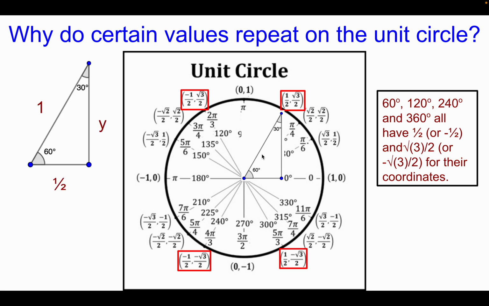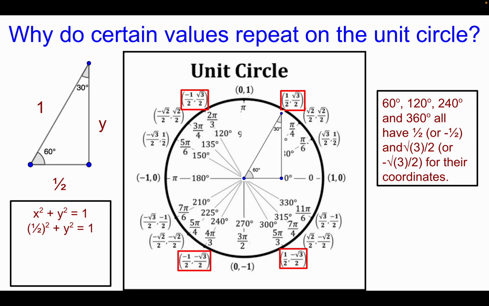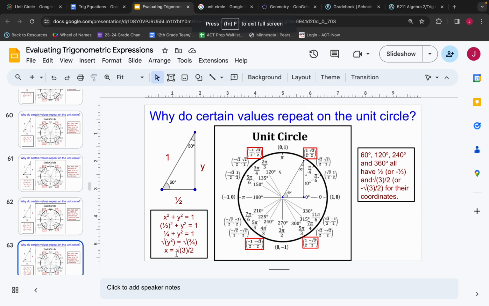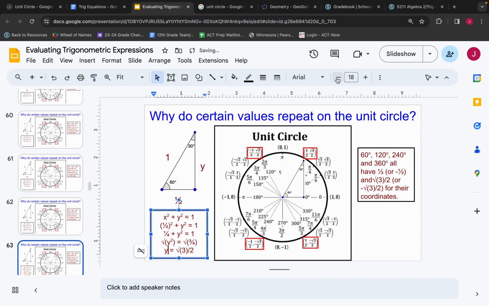Okay, and now I'm going to show how we end up with the y value being square root of 3 over 2. It's the same way as before, essentially. X squared plus y squared equals 1. 1/2 squared plus y squared equals 1. 1/2 squared is 1/4. Again, this should look really familiar to the last one. 1 minus 1/4 is 3/4. And then we'll take the square root of both sides and end up with, oh, whoops, I said x equals there. It should say y equals.